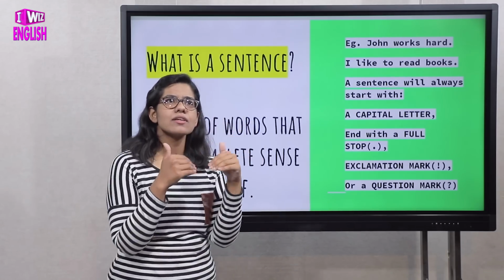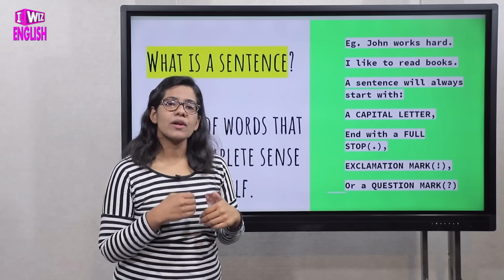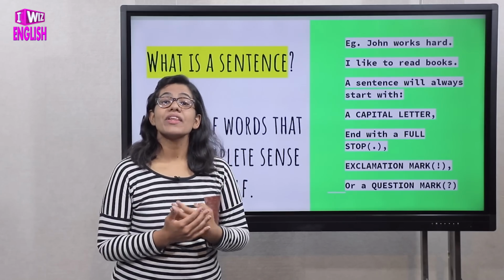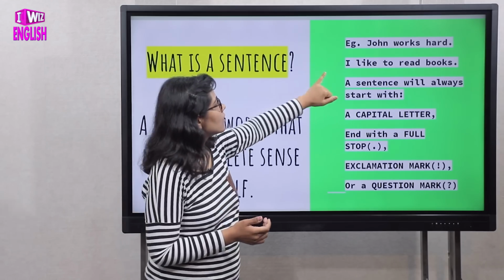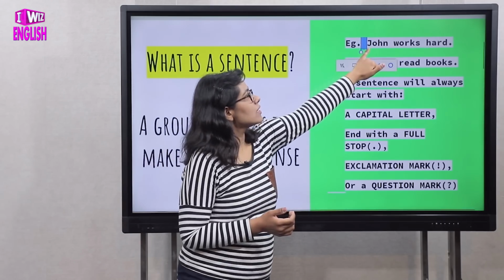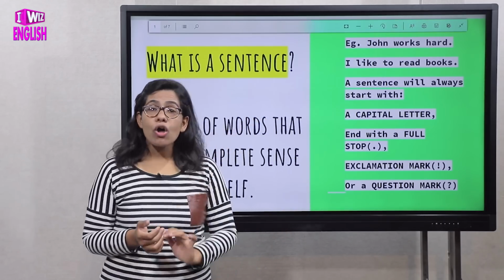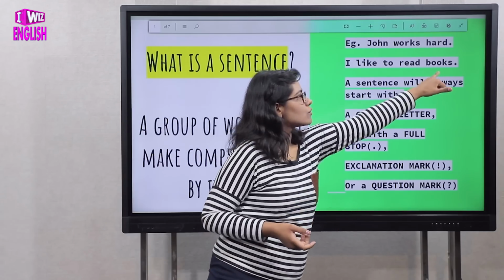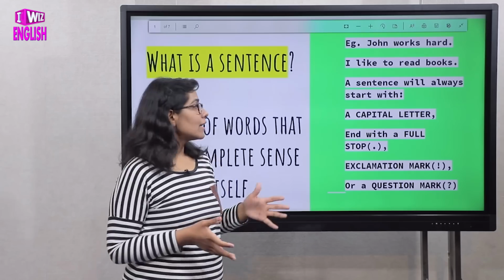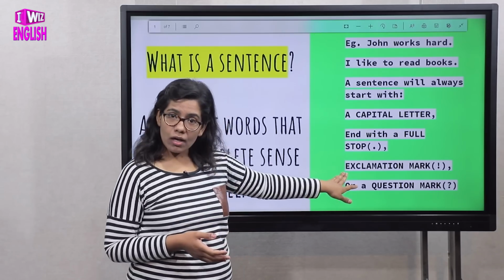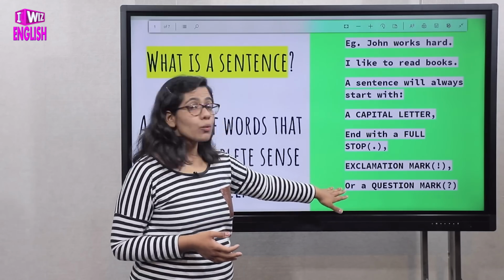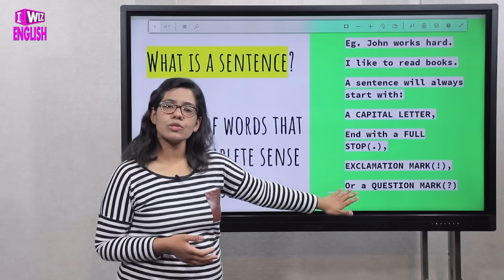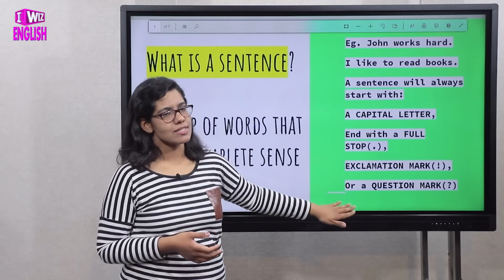There are some rules that we follow while writing sentences. A sentence will always begin with a capital letter. Here you see, this is a capital letter. And it will always end with a full stop, okay? Here we have a full stop, or it'll have an exclamation mark, or it'll end with a question mark, right? These are important rules that you need to follow while writing sentences.